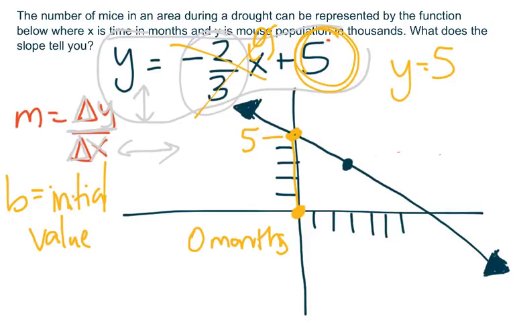So when no time has passed, there are 5,000 mice in this region, and that is the starting population of mice. So our y-intercept always tells us the initial value or the starting value of the function.